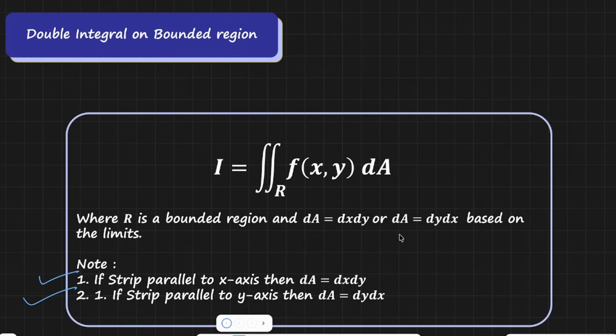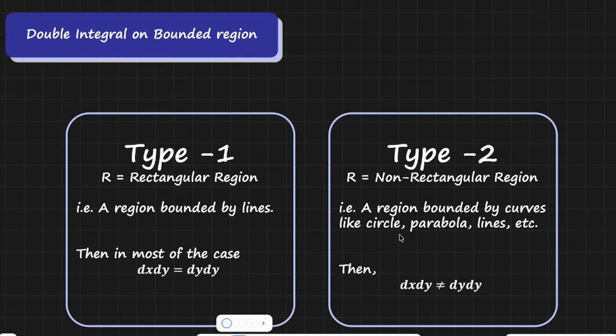Now here, there are two types of questions. The first question is a rectangular region. Again, I will give you the rectangular region question. This is another way of asking the question. They will ask you, find the double integral of, let's say, x plus y dA, where the region is a square. The limits are not given here. How do we find the limits?